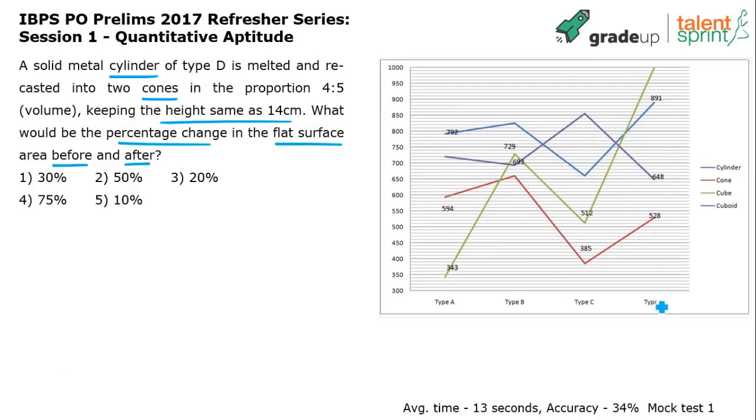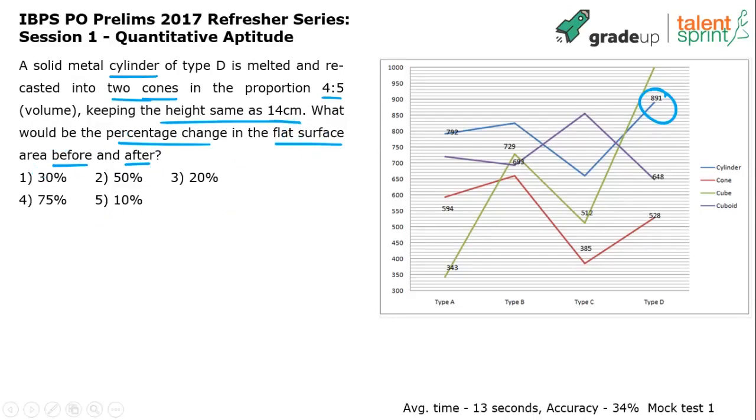Now let me first focus on that. Type D cylinder is 891. So a solid metal cylinder of type D, which is of volume 891, is melted and recast into two cones. So basically there's one cylinder which has been cast into two cones in the proportion 4:5, which is the volume, keeping the height same as 14 centimeter. What would be the percentage change in the flat surface area before and after?